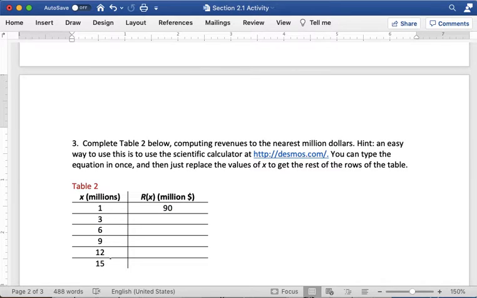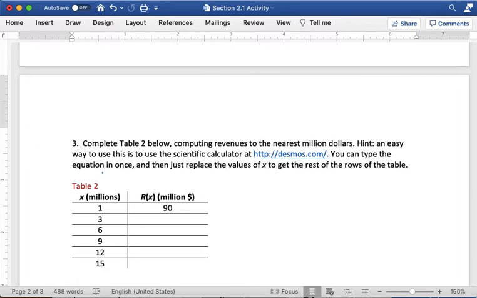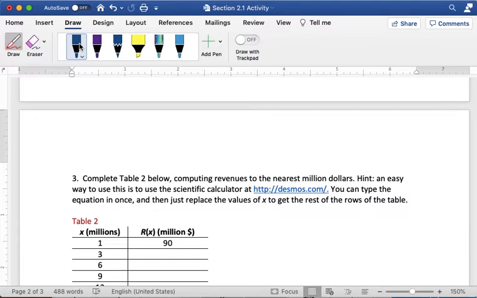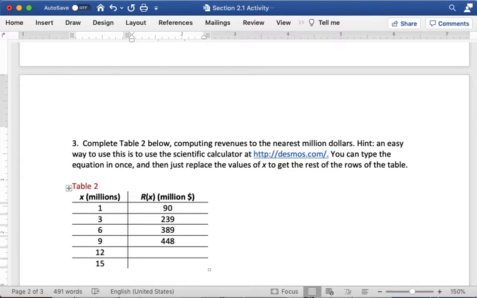So now I'm going to go through and plug in the other numbers. And again, this is where the Desmos calculator is really nice because all I need to do is change the numbers here and I get different values. So when I plug in 3, I get 239. So I can type that in. I'm not going to go through all of these here, but I'll just fill them in so you can check your answers, make sure they're correct. I should get 389 when I plug in 6. I should get 448 when I plug in 9, 418 when I plug in 12, and 297.